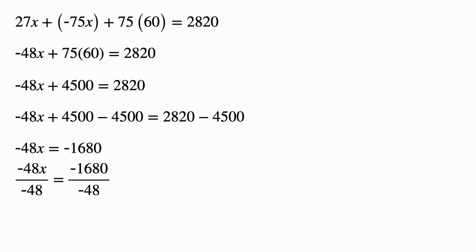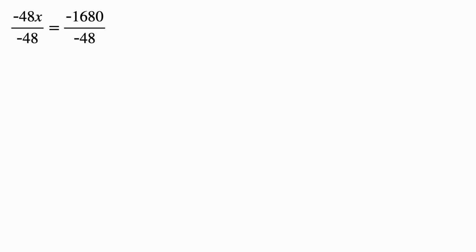What we do to one side of the equation, we need to do to the other side of the equation. And now that we see that negative 48x over negative 48 equals negative 1,680 over negative 48, on the left side of the equation, when we do negative 48 divided by negative 48, they cancel each other out, just leaving x on the left side of the equation.